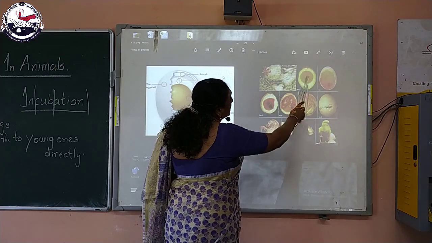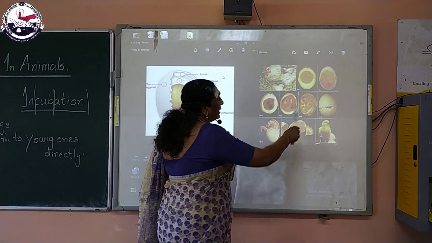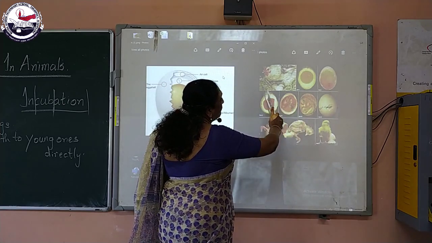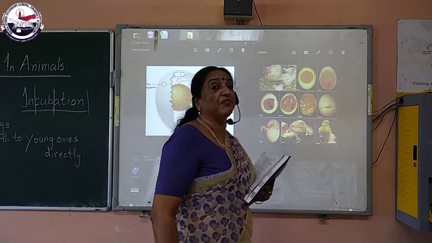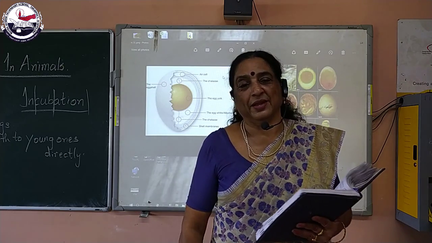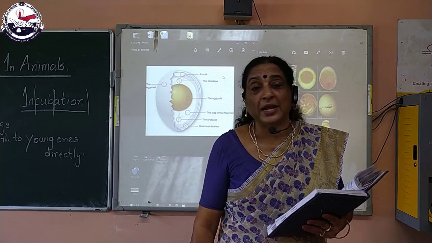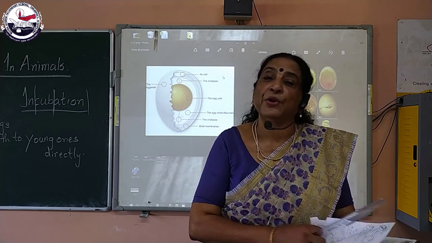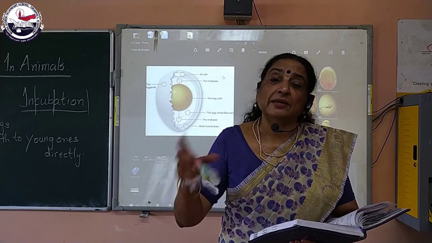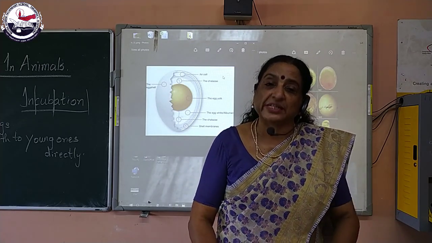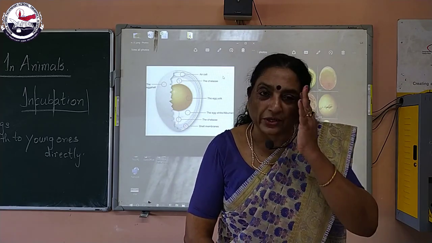So the first early stage of development of the chicks in the egg is shown here. These are the different stages of the growth of the chicks, the different stages of the embryo. The early stage of development of a multicellular organism is called the embryo. Understood? The embryo gets its food from the yolk.